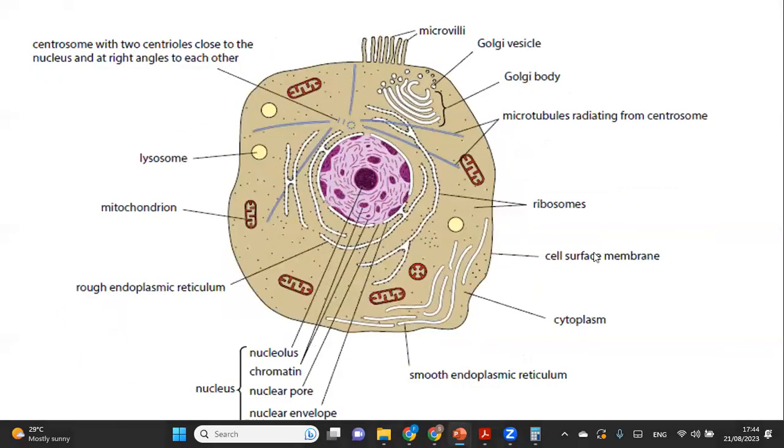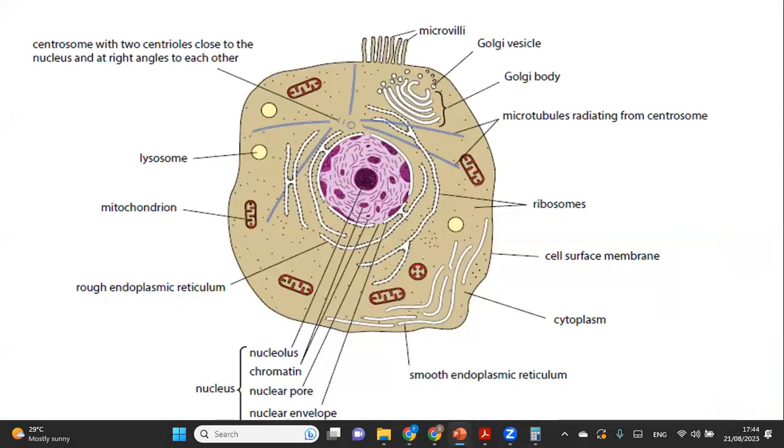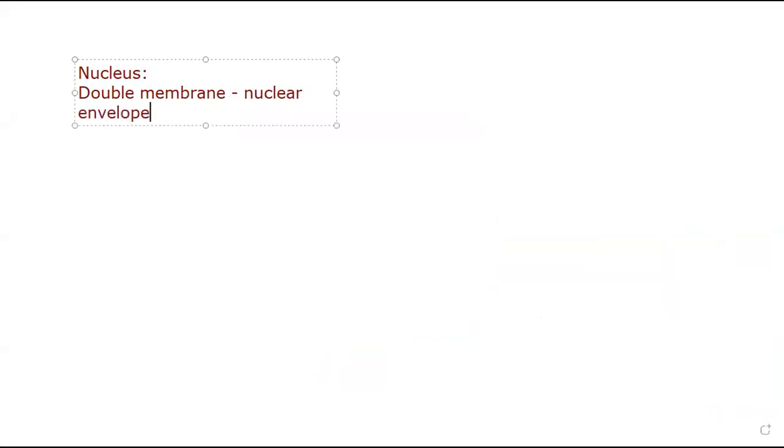Now, let's start from the center of the cell and slowly go outwards. At the very center of the cell, we have the nucleus. Let's study the nucleus. When we talk about the nucleus, what points are you expected to know? Point number 1: their physical characteristics. The nucleus is surrounded by a double membrane known as the nuclear envelope.